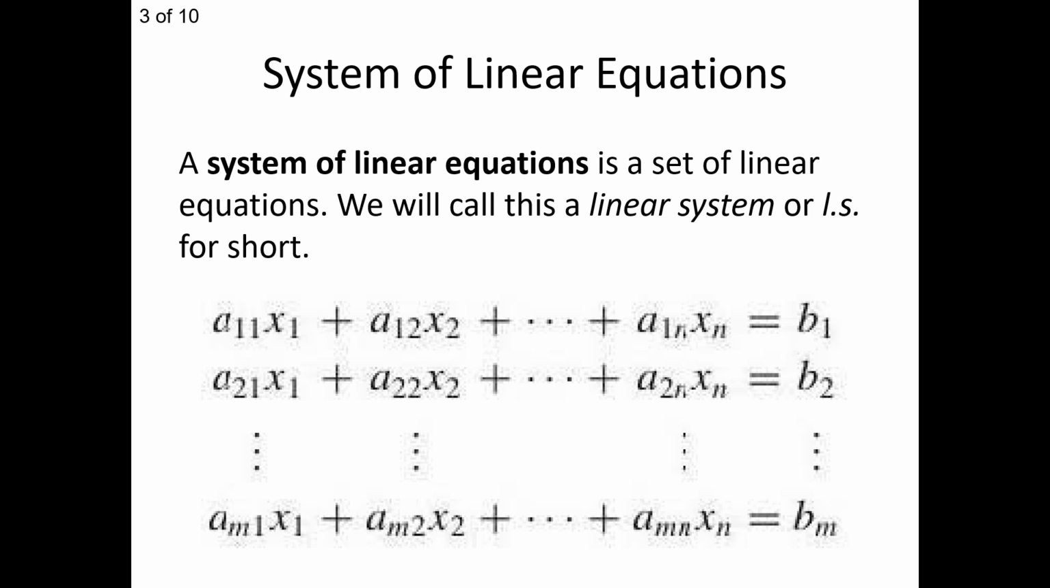All right, so we have a sub 1,1 x sub 1 plus a sub 1,2 x sub 2. Notice it's a sub 1,2 because it's the first linear equation, but the second coefficient, and that's because it's part of the second variable x sub 2, all the way up to a sub 1,n, which is the nth coefficient of our first equation, because it's the nth variable, and we have b sub 1.